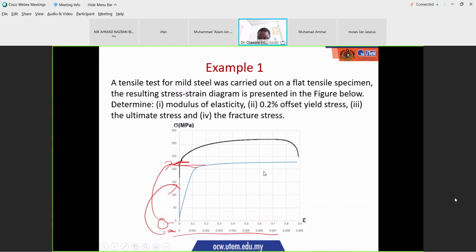Okay, so now determine your offset yield. Let's start with offset yield quickly. I want everybody to determine the offset yield stress. If you are there, just say yes. Offset yield, okay. So from the graph, go on.